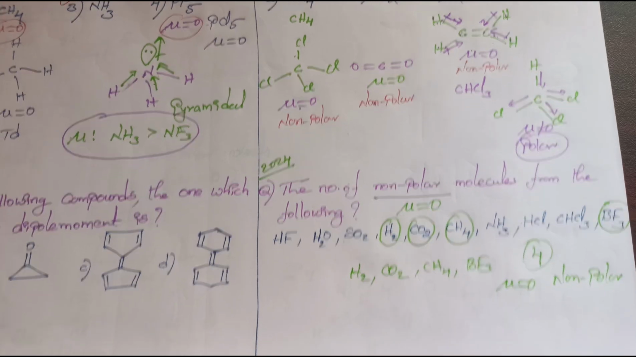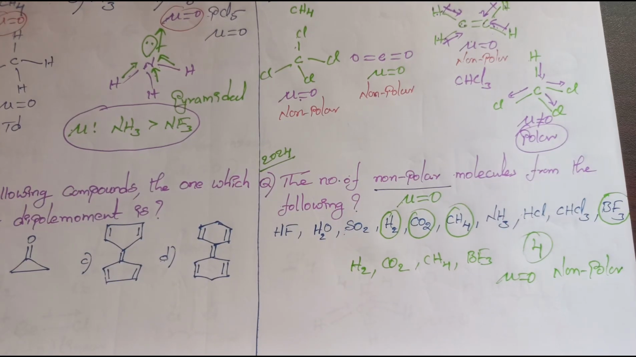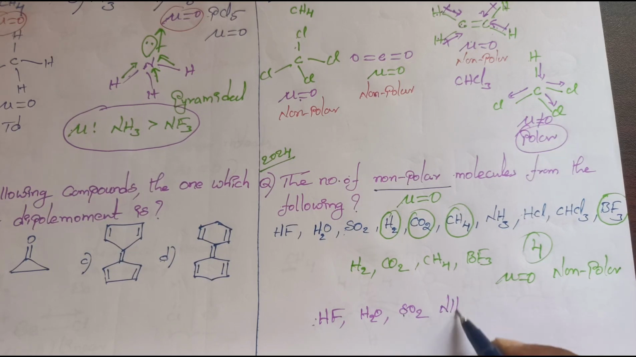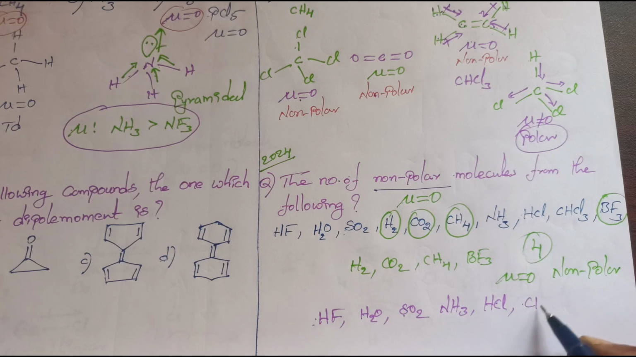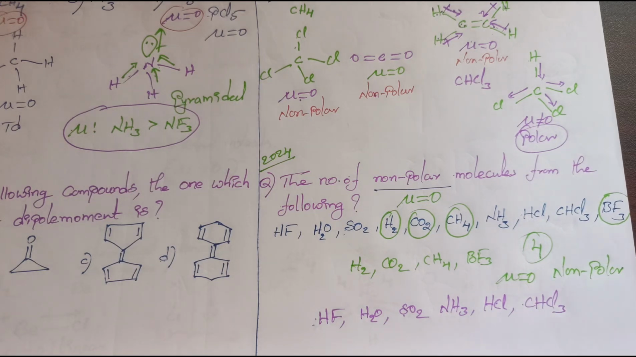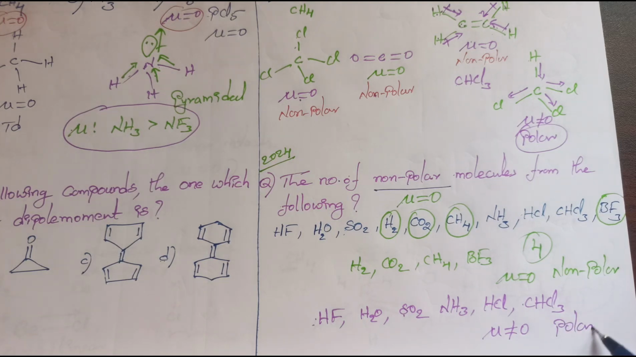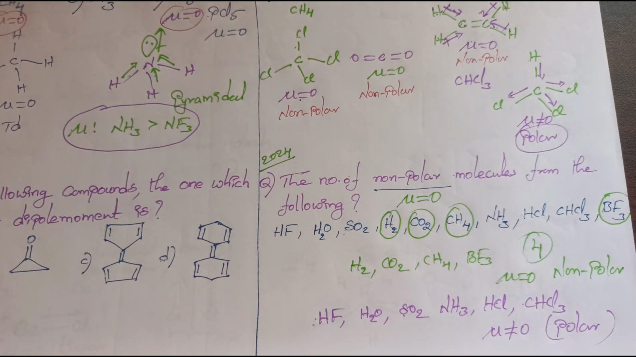But the remaining cases, if you observe HF, H2O and SO2, the shape is angular. Ammonia's shape is pyramidal. In HCl, chlorine is the more electronegative element. Chloroform we just discussed. So the dipole moment of these molecules is not equal to 0; these are all polar molecules. So how many non-polar molecules are there in this question? 4 molecules.